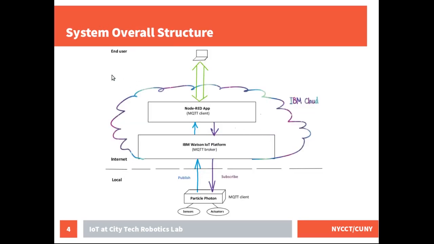Here's a very simplified diagram showing the system overall structure. Basically, it has three layers: local, cloud, and the end user. In the local, we're going to use the Particle Photon to connect sensors and actuators. On the cloud, we're going to use IBM Watson IoT platform and Node-RED app, which are the two services we're going to use on IBM Cloud. For the end user, we're going to send them the alert tweets.